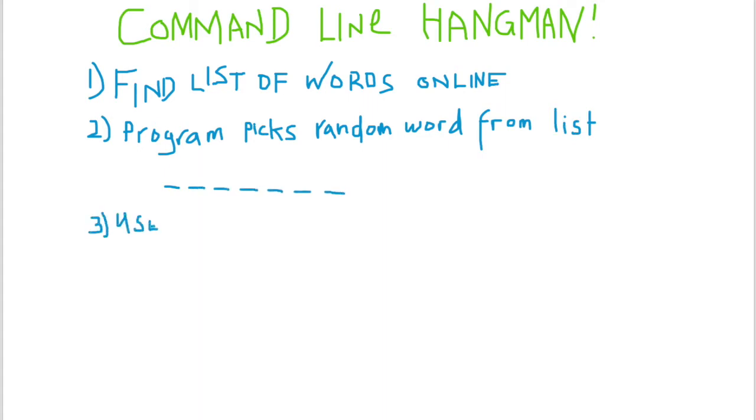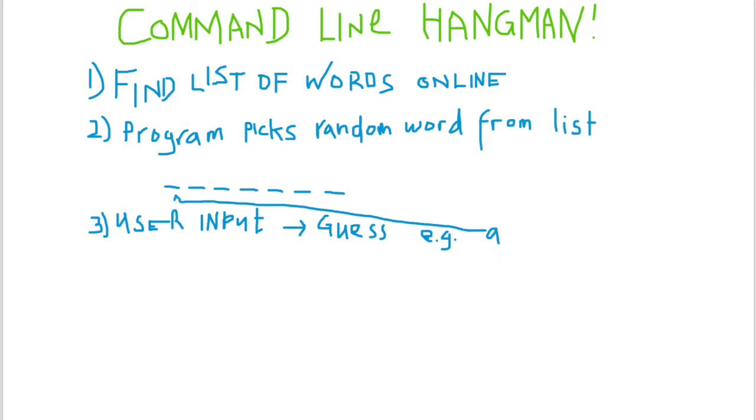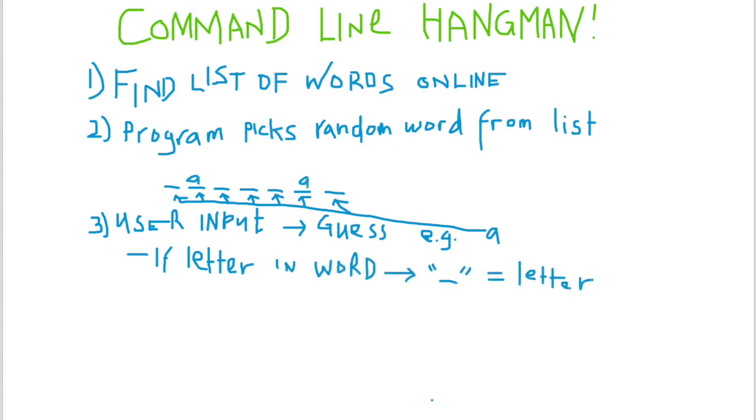We'll need to take user input for a letter, then compare it against the letters in the word. If the letter is in the word, then the underscore will need to change to that letter. If it's not in the word, the user loses a life and we draw the next part of the hangman thingy, the gallows.